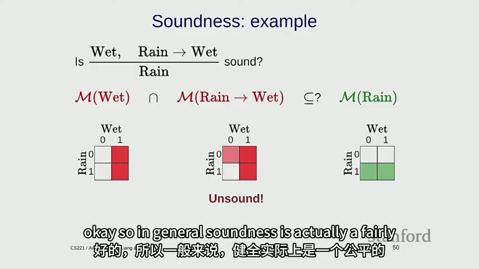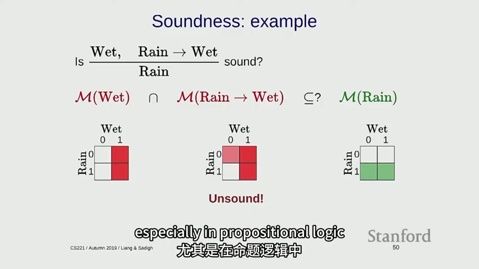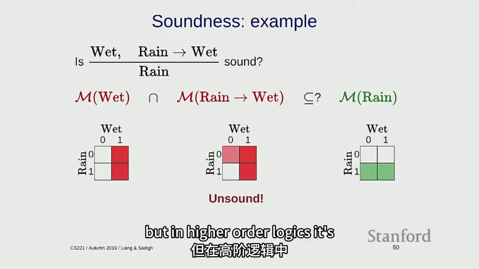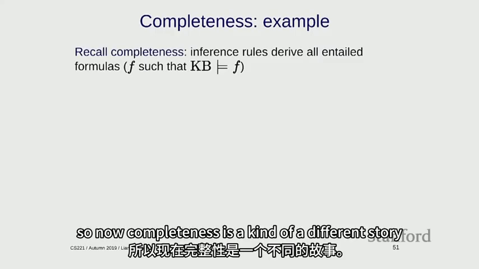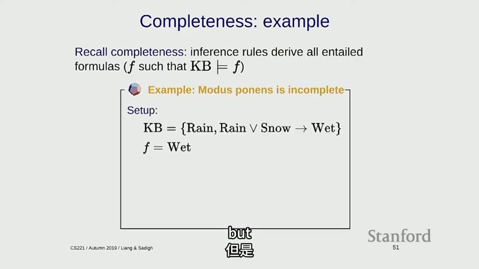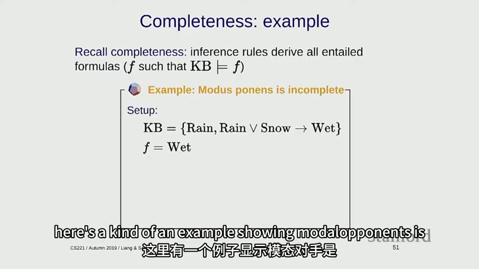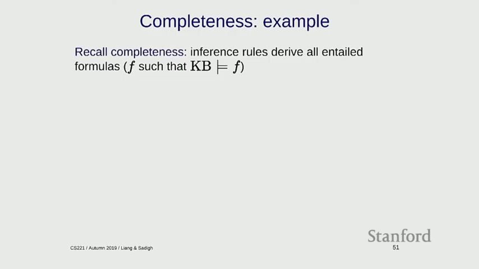Okay. So in general, soundness is actually a fairly easy condition to check, especially in propositional logic. But in higher order logics, it's not as bad. So now completeness is a different story, which I'm not going to have time to really do full justice in this class. But here's an example showing modus ponens is incomplete for propositional logic.